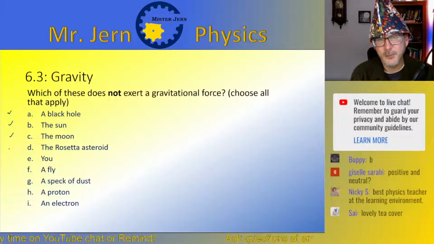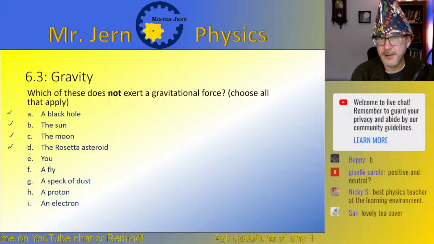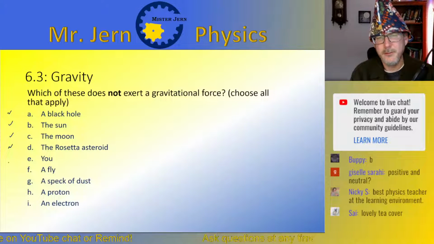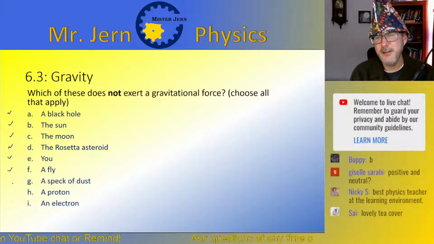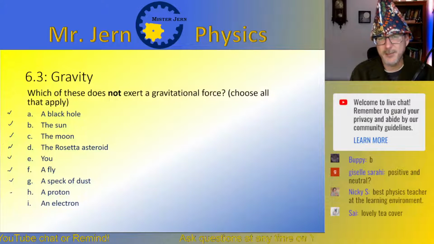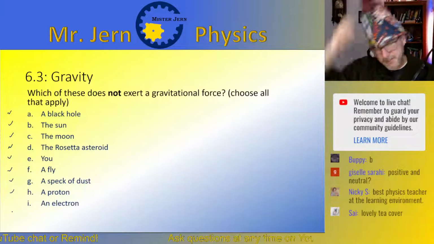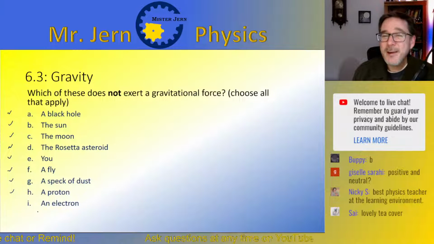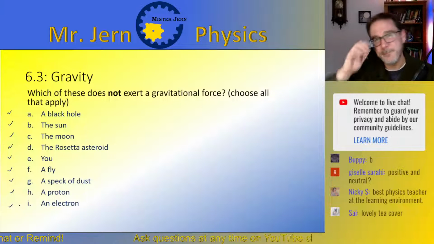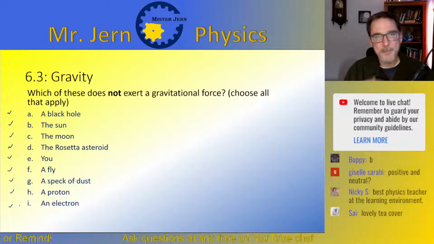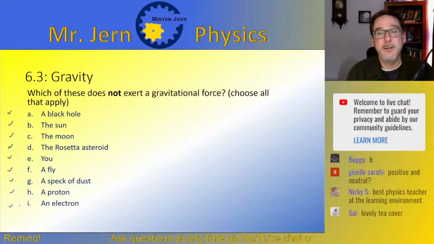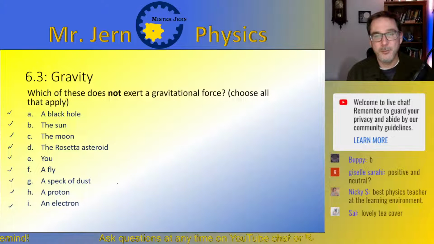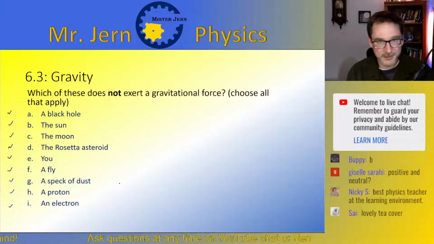The Rosetta asteroid? Well, that sounds like something that has mass. So you have mass, a fly has mass, a speck of dust has mass, a proton has mass, an electron has a tiny bit of mass. So it's a trick question. Anything with mass has gravity, okay? So none of these is the answer.